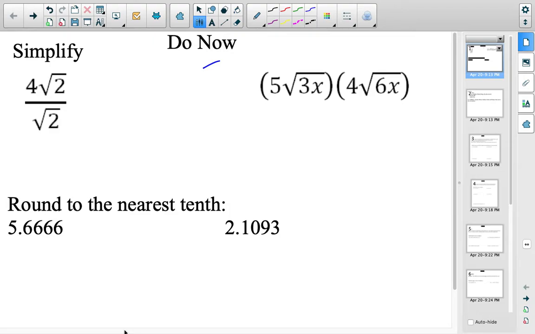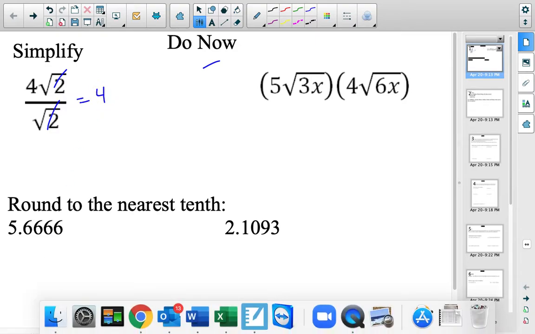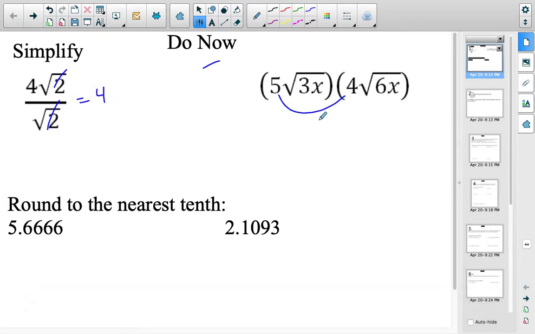So just really quickly, the do now, if you want to hit pause, you can look at these, but I'm going to go through them quickly. Notice that root 2 and root 2 cancel, so the first one is just 4. If I go over here, outside times outside gives me 20. Radical times radical gives me radical 18x squared. 18, remember, is just 3 times 3 times 2. I could write it like this. 3 comes out, 2 stays in.